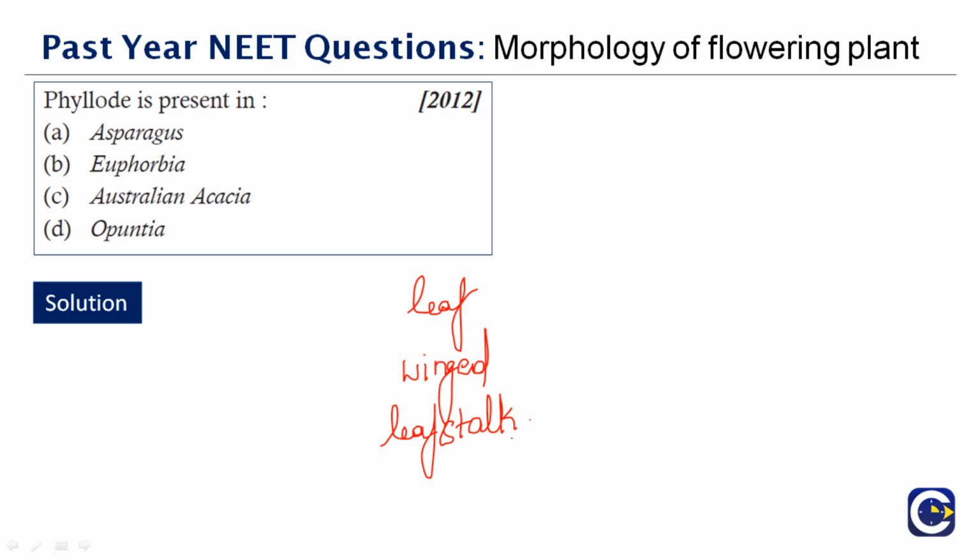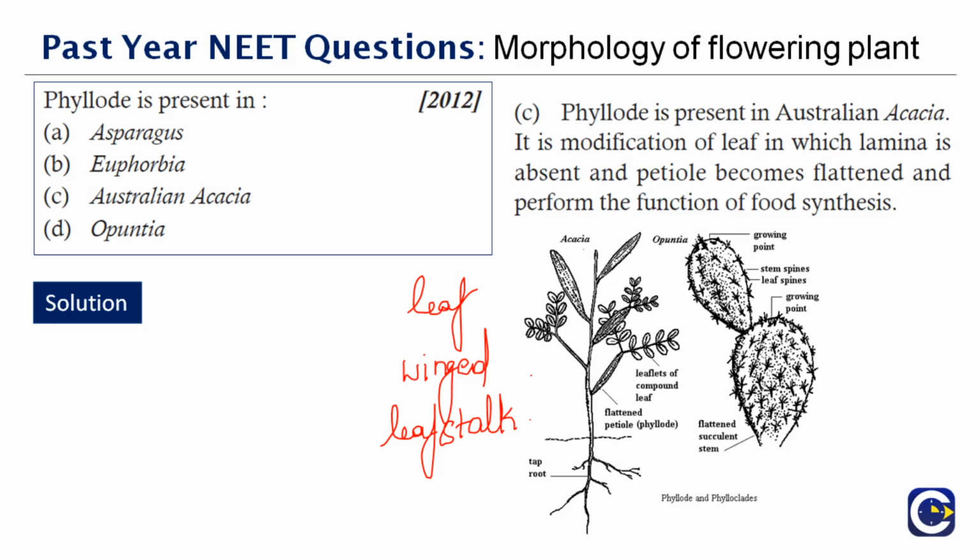You have many species which come under this Acacia. So I've given you the clue. Yes, the answer is option C. Australian Acacia is the right answer. They're actually not leaves, but they appear to be like leaves and they perform the function of leaves. So that is a phyllode. Okay, therefore the right answer is option C.